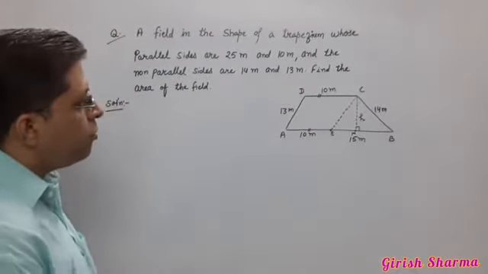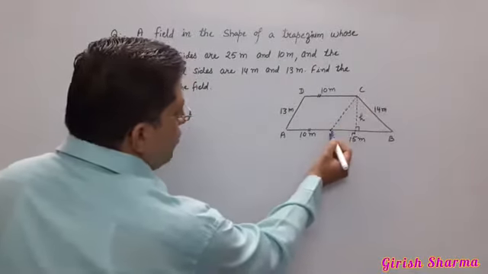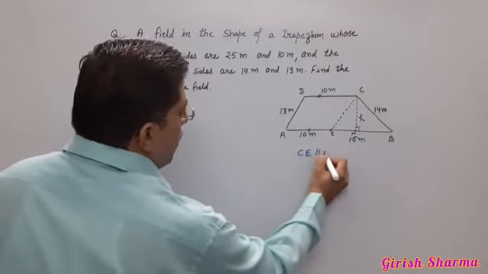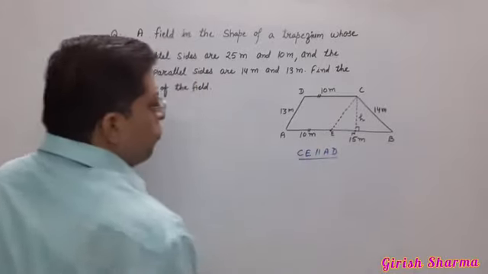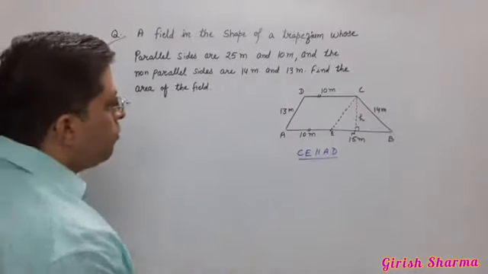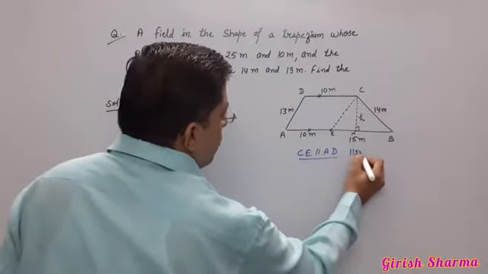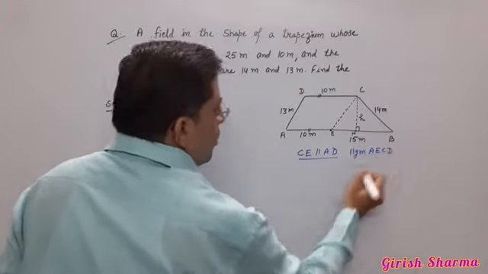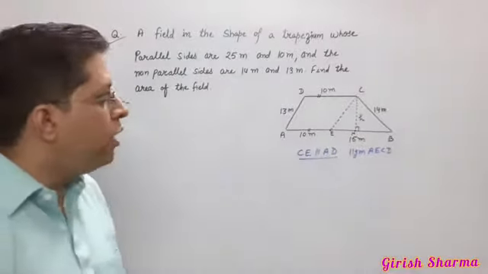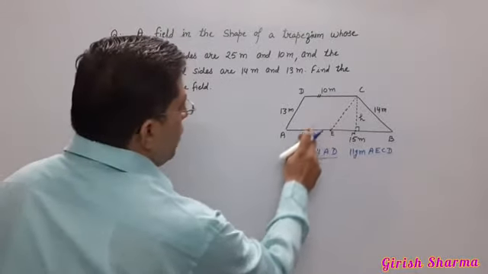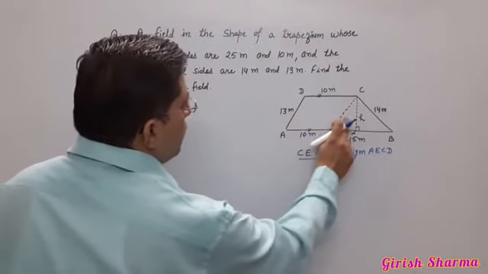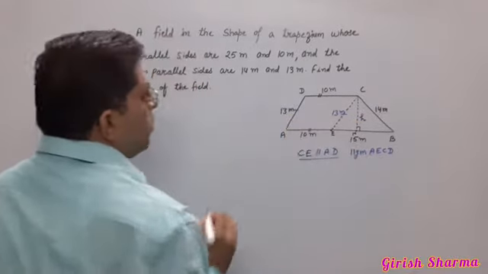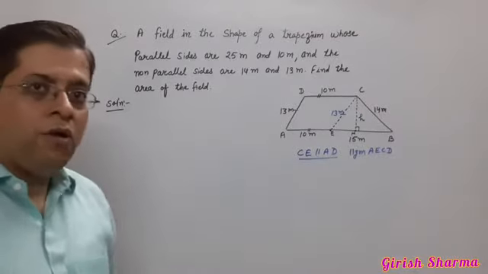So what I am going to do, I am drawing one line CE such that CE will be parallel to AD. So we can make one parallelogram AECD. In a parallelogram we know that opposite sides are equal and parallel. These two should be equal and parallel, and this is 13, this is 13 meter. This is also. Okay. Now what to do?